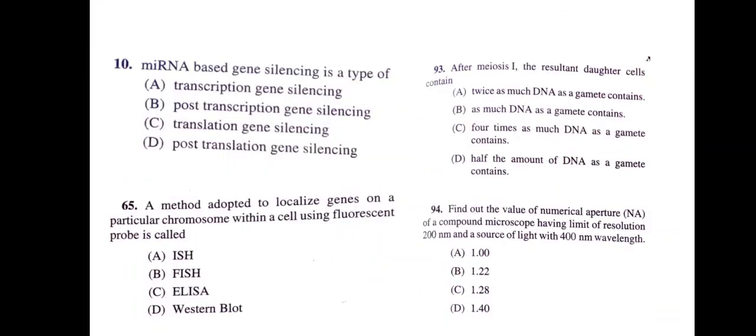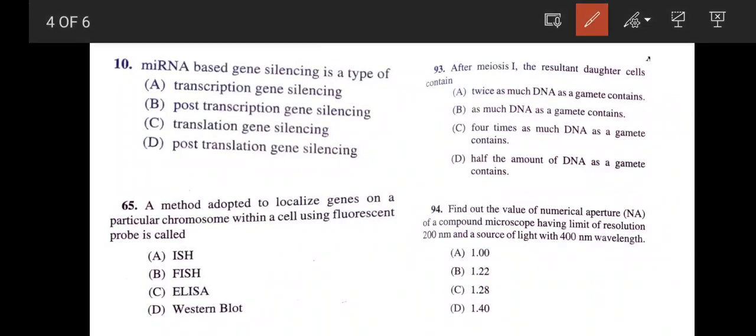So coming to the next question, miRNA based gene silencing is what type of silencing? It is a type of post-transcriptional gene silencing, option B. Next question, a method adapted to localize genes on a particular chromosome within a cell using a fluorescent probe is known as FISH. Okay.